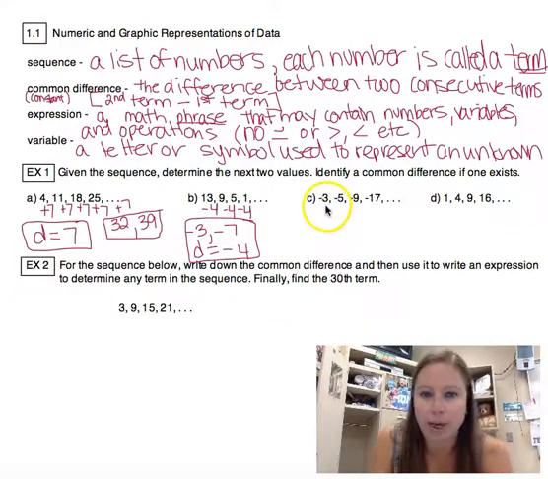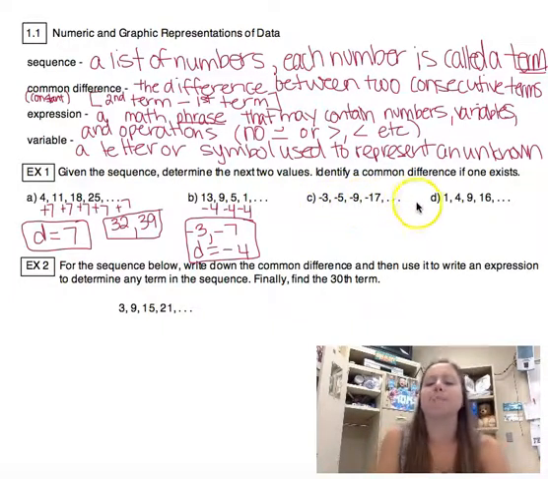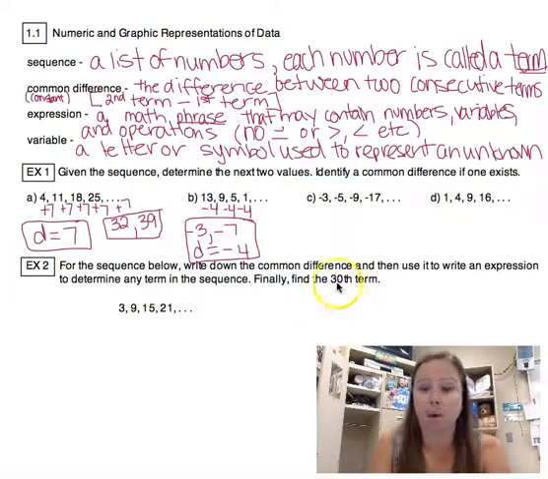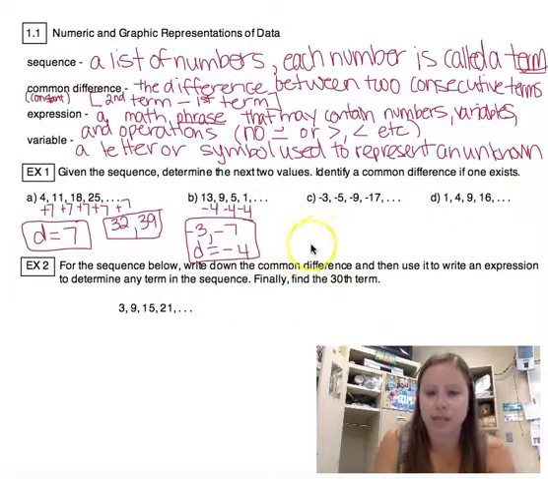All right, next one in C. I'm starting out with a negative number and they're getting more negative as I go. So this is a decreasing sequence. From -3 to -5, I subtracted 2.